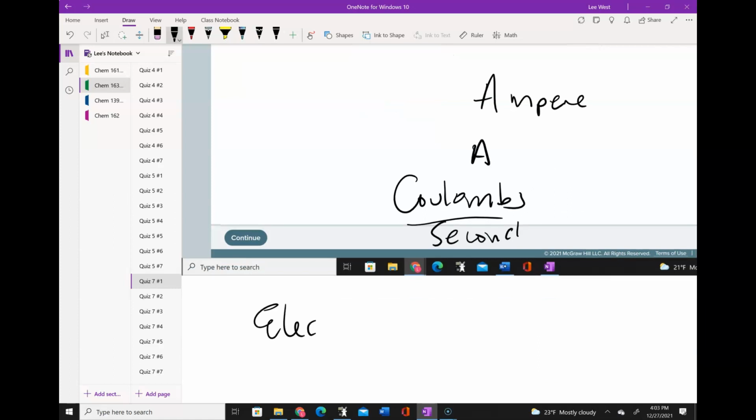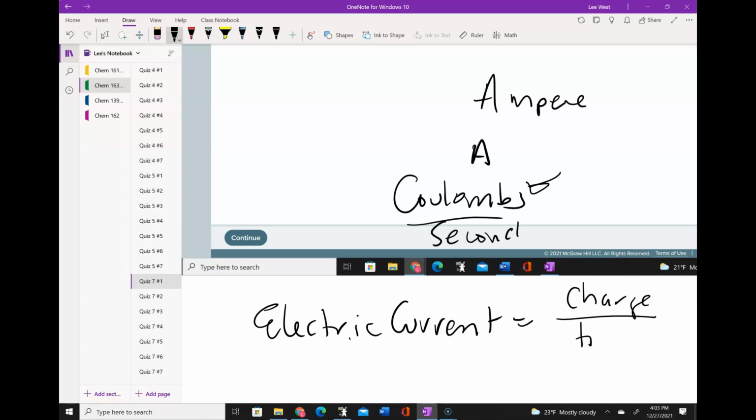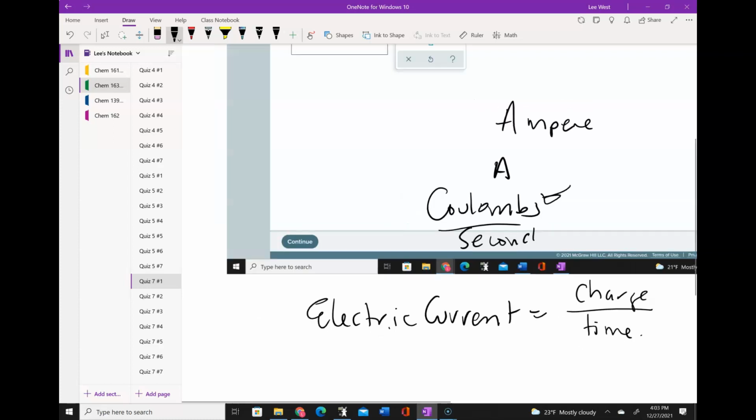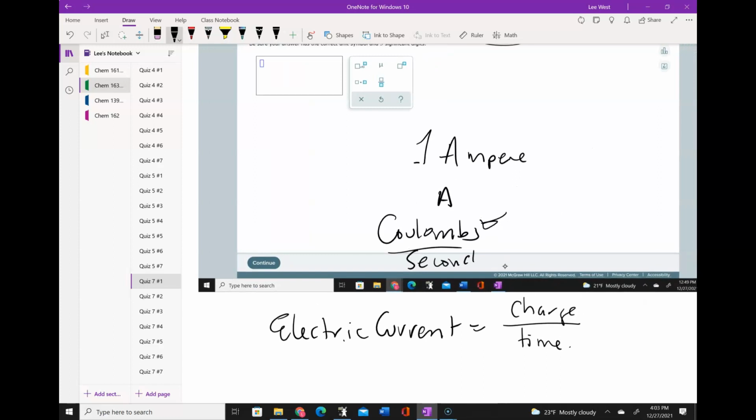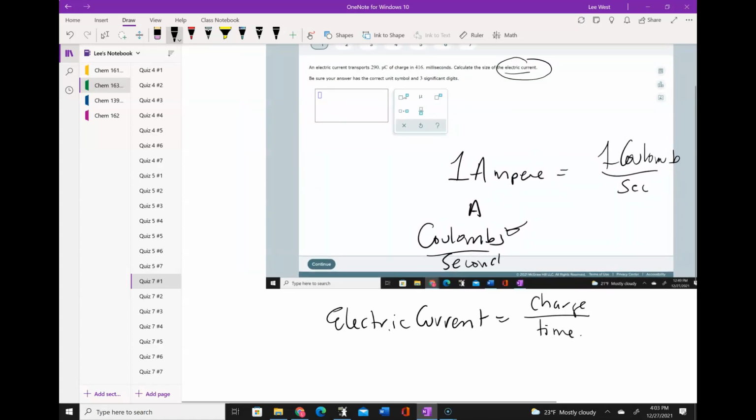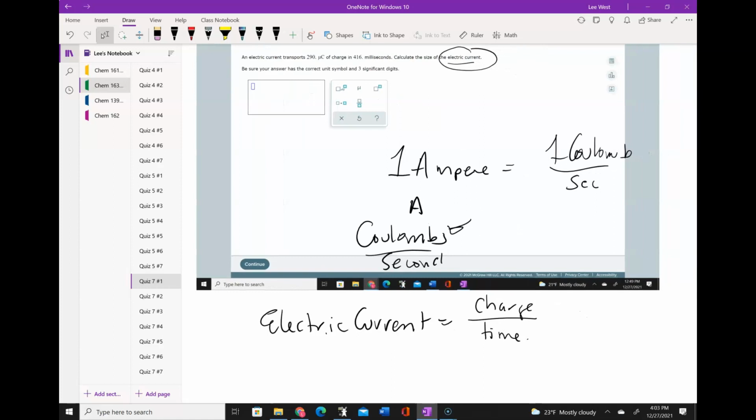So electric current, we can actually just figure out the formula from the units, can't we? It is equal to charge, which is measured in coulombs, over time. And 1 ampere is equal to 1 coulomb per second. So pretty straightforward. You've just got to get all of our units correct.